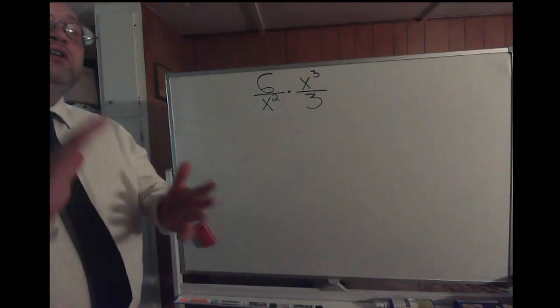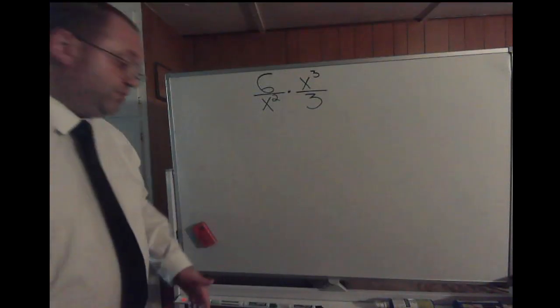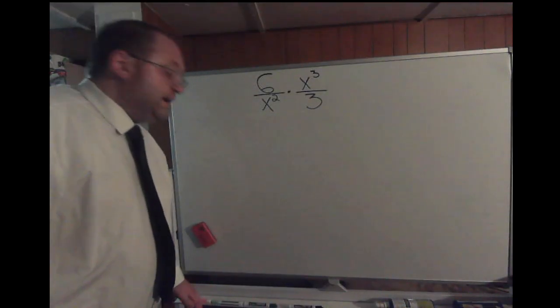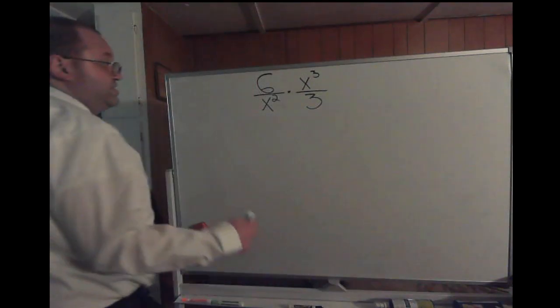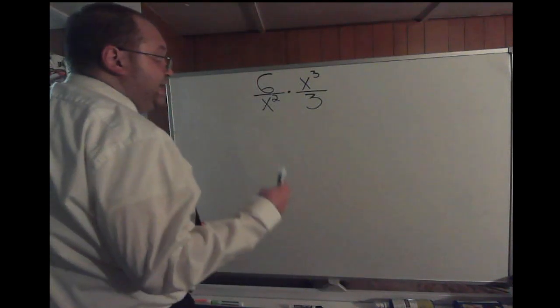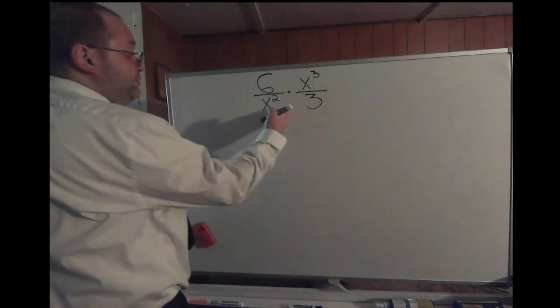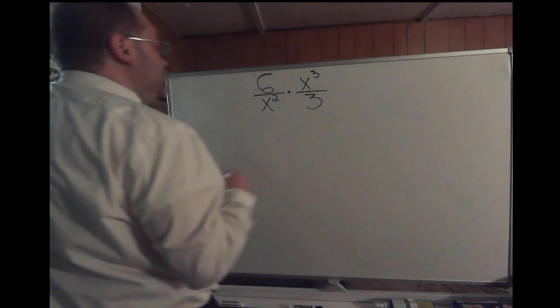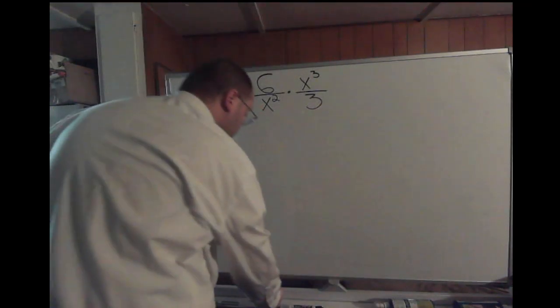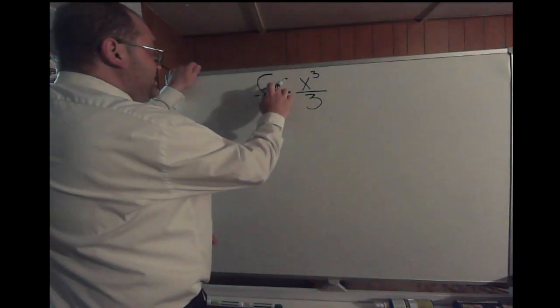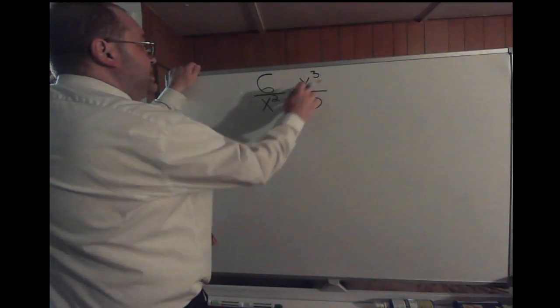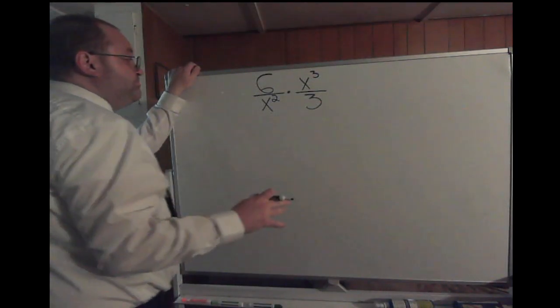So today we're going to talk about multiplying algebraic fractions. Basically, you're going to do them the same way we've been multiplying fractions since basic math and pre-algebra, only you've got variables involved. So first, look at this: you have 6 over x squared times x cubed over 3.